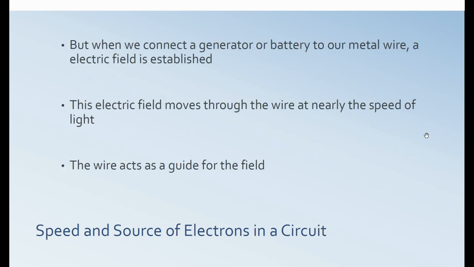But if we connect a generator or a battery to our metal object, like a wire or a nail, then we establish an electrical field. When we connect our wire to the battery or generator, the electrical field moves through the wire at nearly the speed of light. The electrons in the wire act as a guide for that electrical field.